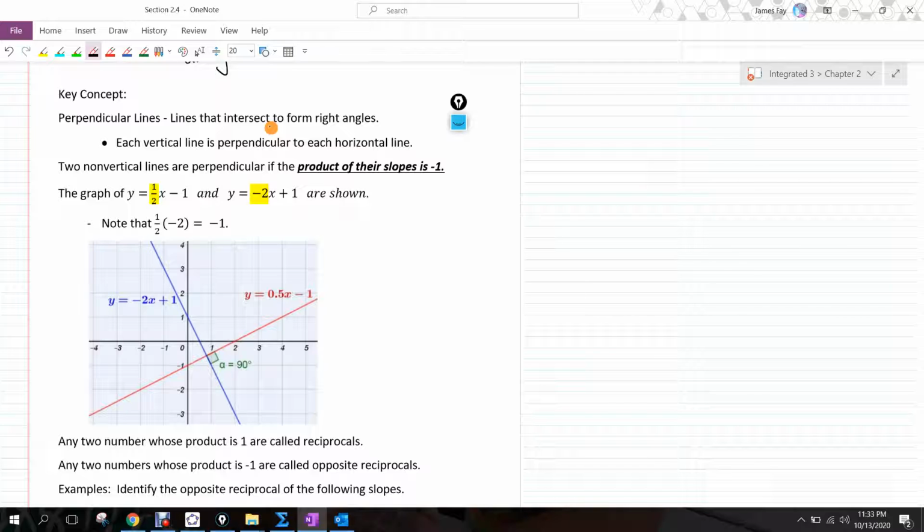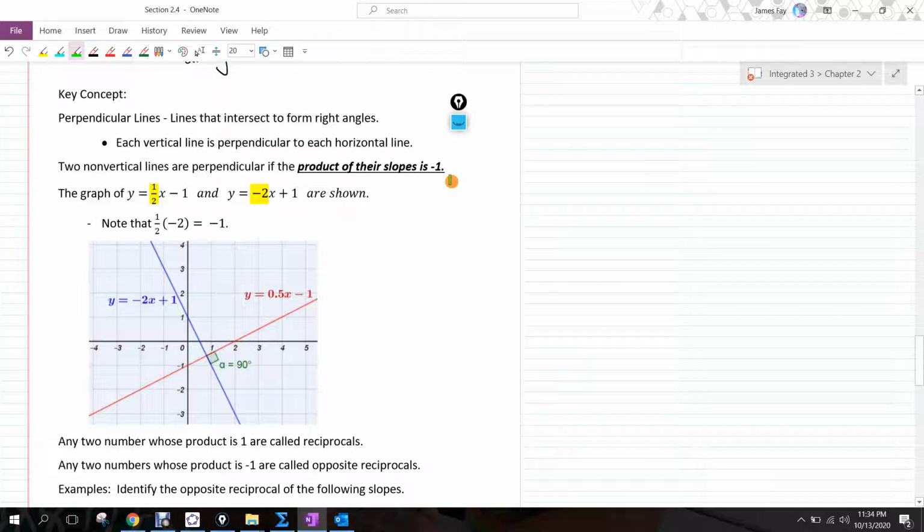And that is one situation. The way we check perpendicularity is through the multiplication of slopes. But if I do it with vertical lines and horizontal lines, remember vertical lines have a slope that does not exist, so I can't do multiplication with that slope. But for every other set of lines, two non-vertical lines are perpendicular, it should say if and only if, the product of their slopes is negative 1.